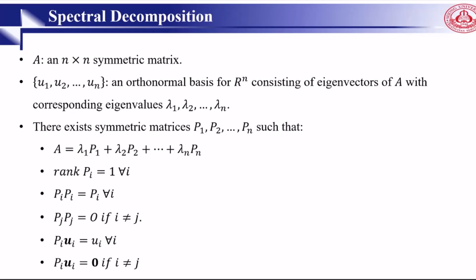Once we have decomposed our matrix, we can prove deep results about matrices. For example, we have an n by n matrix and some orthonormal basis u1 to un, and these are the eigenvectors of A with these eigenvalues. Then there exist symmetric matrices P1, P2, up to Pn with these characteristics. So A is equal to the sum of the eigenvalues multiplied by these symmetric matrices. Rank of Pi is 1 for all i. This symmetric matrix multiplication is the same, and the rest we can see.